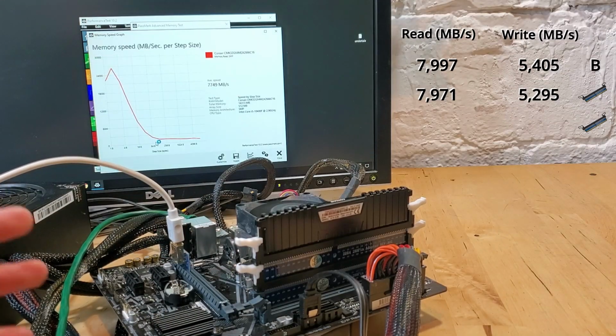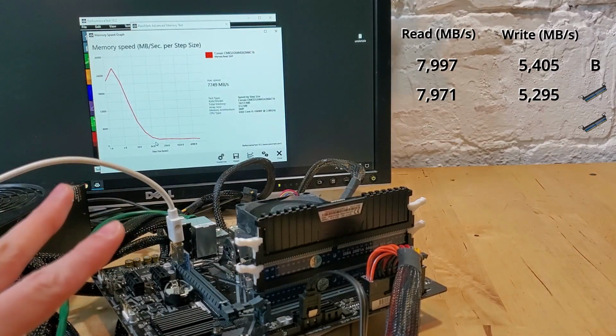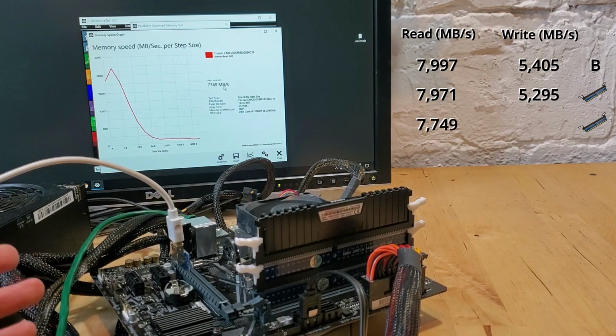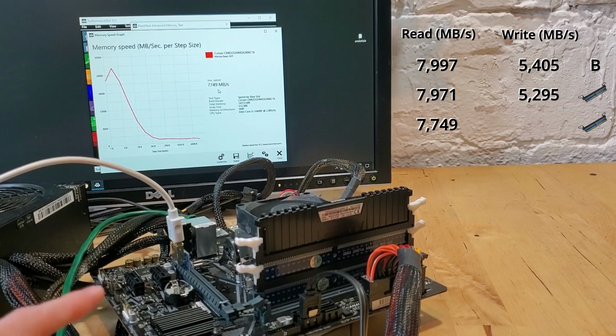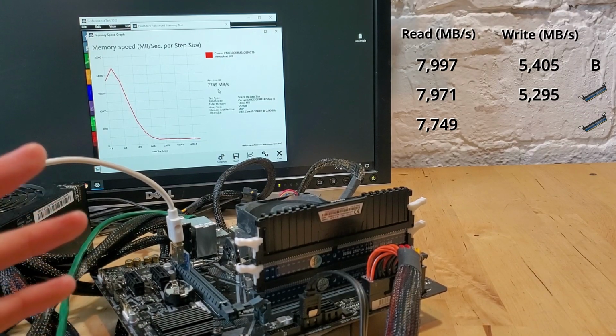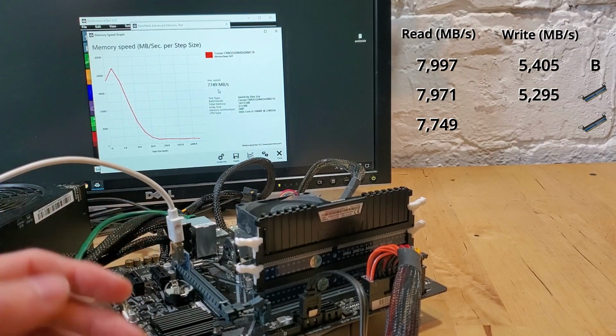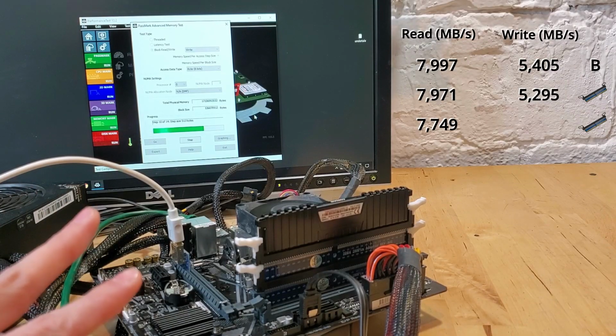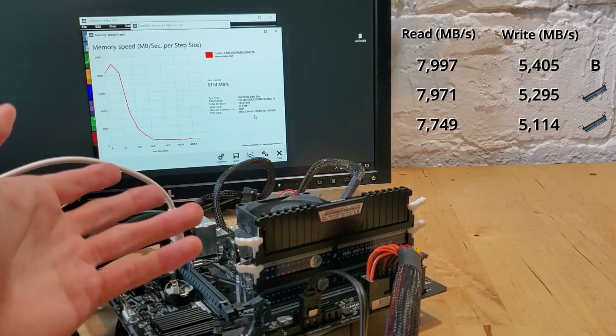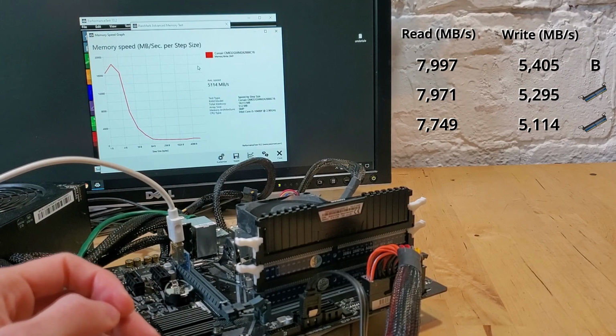All right, jumping right into it, running the same test with two adapters reveals an even slower read speed. Check it out, the average read speed now is 7,749 megabytes per second. So far, the higher we rise, the slower the speed. And testing the write speed with two adapters reveals that there's an additional step down on the write side as well. Look at that, 5,114.